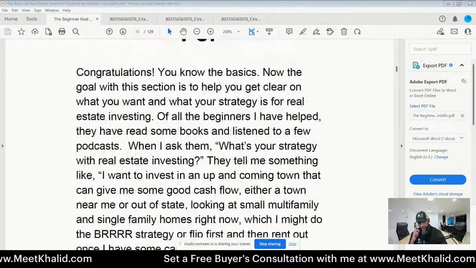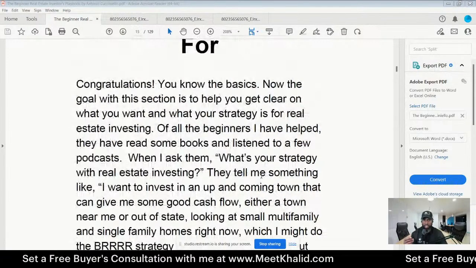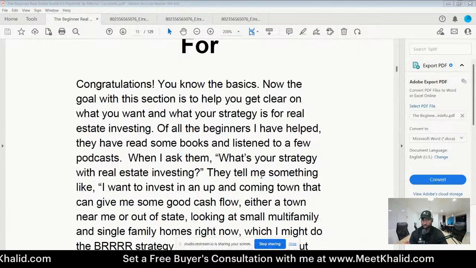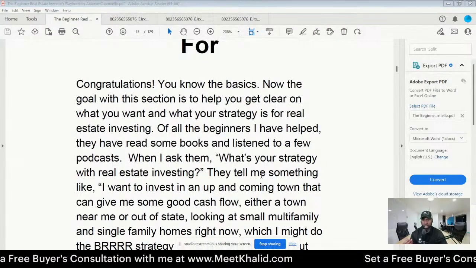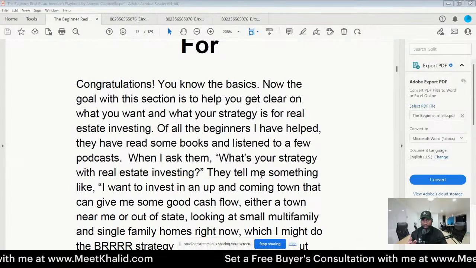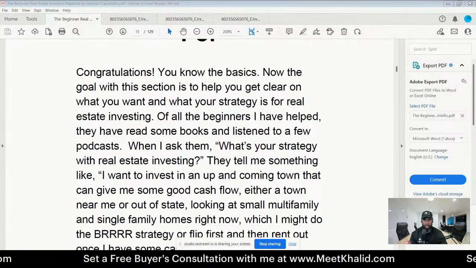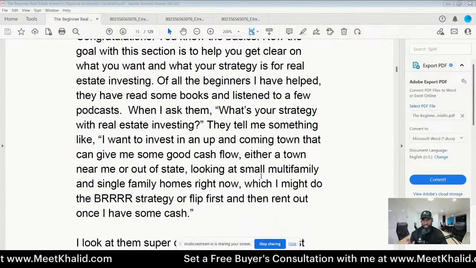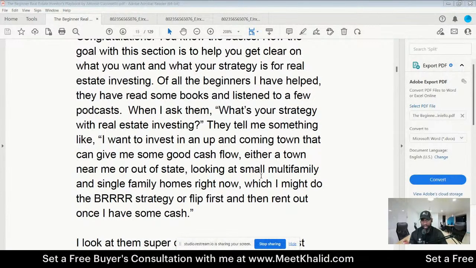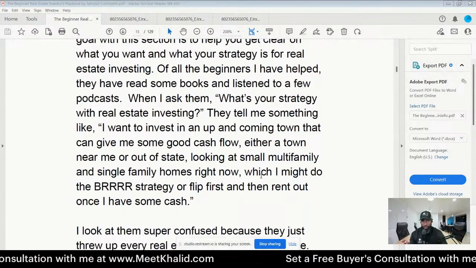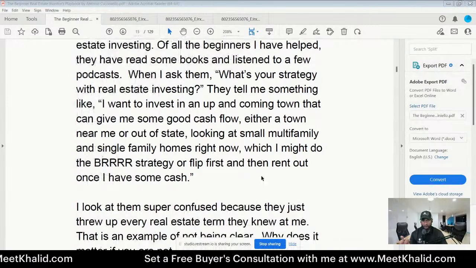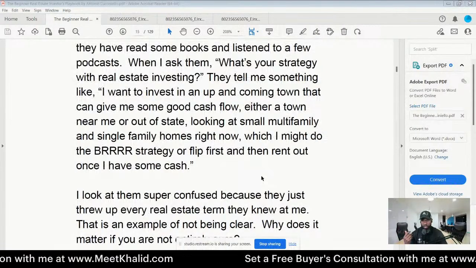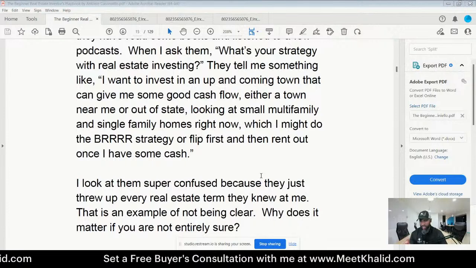It says the goal with this section is going to be to help you get clear on what you want and what your strategy is going to be for real estate investing. It says all the beginners have read some books or listened to a few podcasts. When I ask them what their strategy for real estate investing is, they tell me something like, I want to invest in an up-and-coming town that can give me good cash flow, either the town near me or out of state, or looking at small multifamily and single families right now, which I might do the BRRRR strategy or flip. So these are different things that people say.